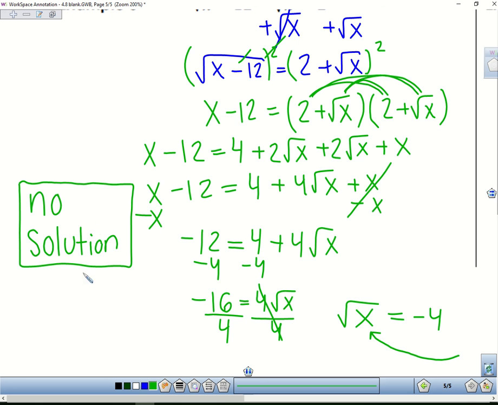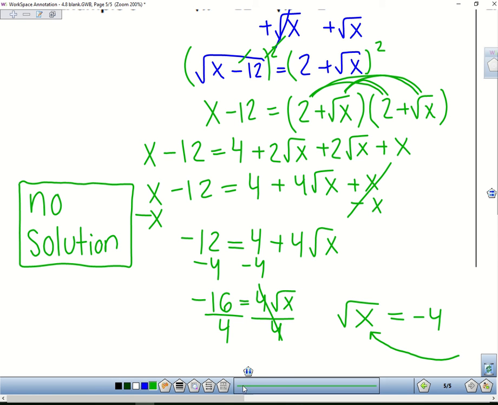So sometimes there's a way that you can do this problem where you actually get an answer, but when you plug it back in, it rejects. It doesn't work. So there are kind of several different ways to go about this problem, but in the end, you're always going to get the same answer of no solution. So does that one make sense?